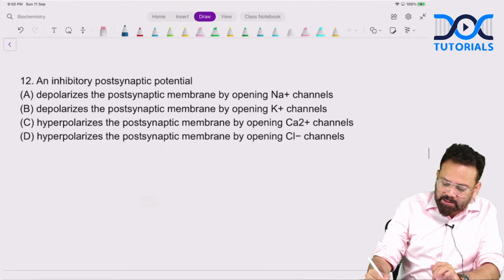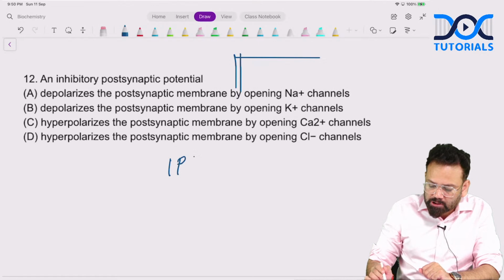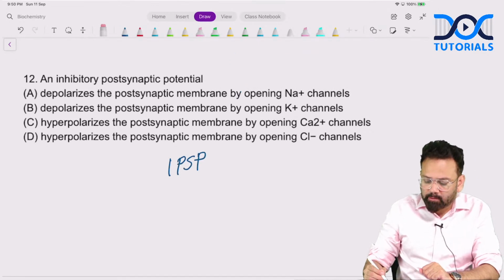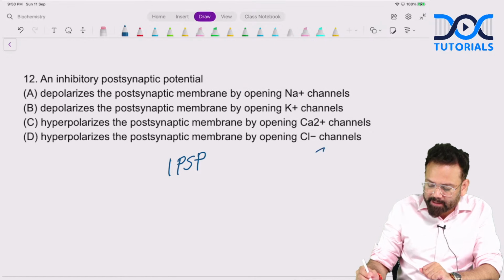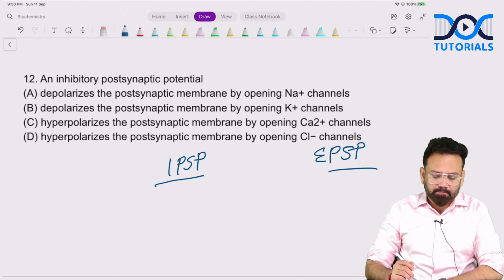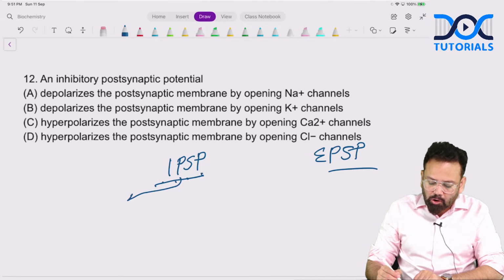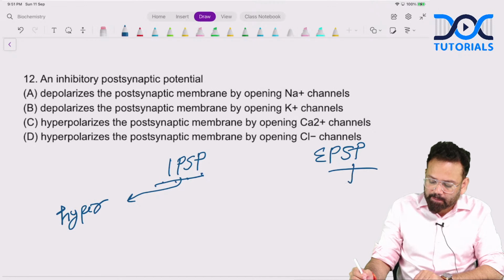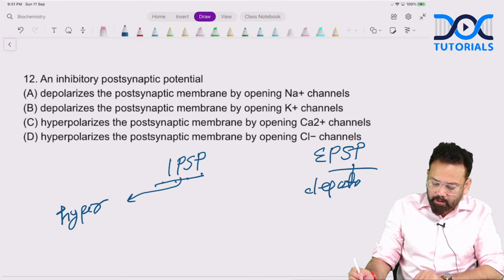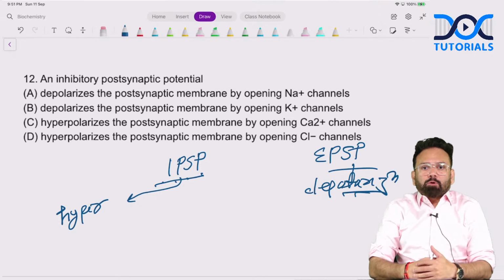And IPSP, inhibitory post-synaptic potential. Do you remember there are two things, IPSP and EPSP? Both are local potentials. Inhibitory post-synaptic potential causes hyperpolarization. Excitatory post-synaptic potential causes depolarization. Now tell me, what can cause hyperpolarization and what can cause depolarization?